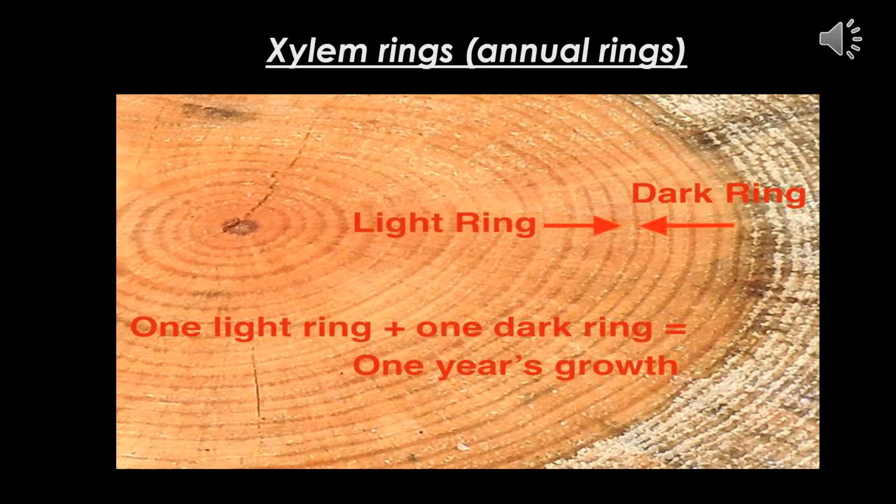Here in the diagram you can see there are many rings. Here one light ring and a dark ring. That one light ring and the dark ring are formed in 1 year. So counting the rings indicates the age of the tree. So how many rings are there? That is the age of the tree. So they are also known as annual rings because each ring is formed in 1 year. That is the xylem rings in the trunk of a tree.